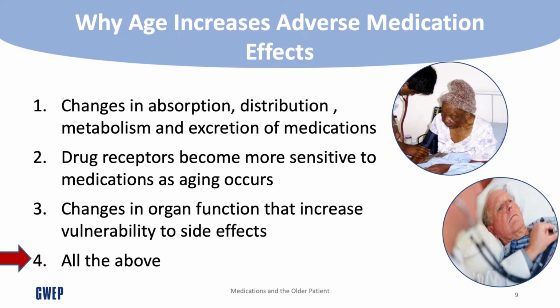So why do you think Mrs. Harrison is having more problems with her medications and more sensitivity as she gets older? Is it because changes in absorption, distribution, metabolism, and excretion of medications occur as patients age? Is it because the drug receptors become more sensitive to the medications as aging occurs? Or is it because as aging occurs, changes occur in organ function that make older patients more vulnerable to side effects? Or is it actually all of the above? So those of you who answered all of the above are correct. All of these do come into play, and we're going to talk about each one a bit more.